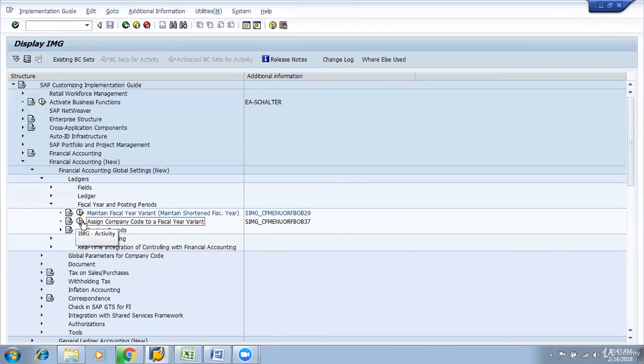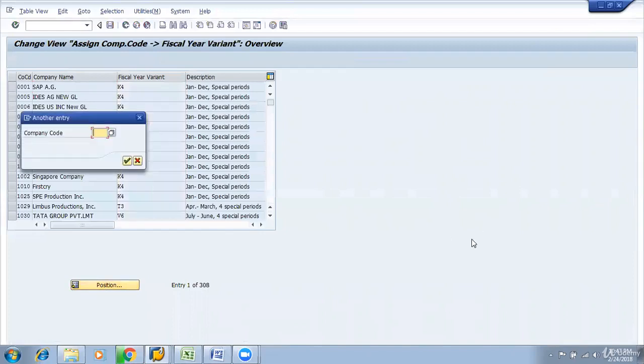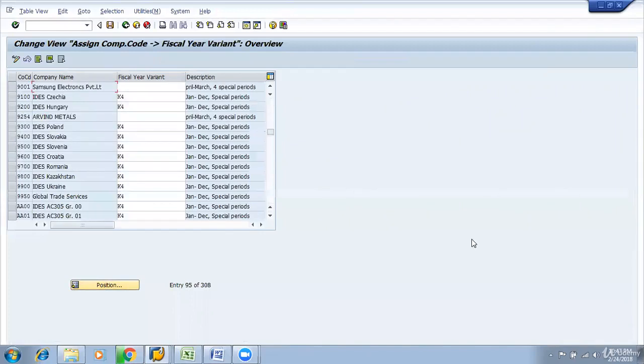Let's get inside: assign company code to a fiscal year variant. Here I have many company codes on the list. Let's find our company code. 9001 is my company code. So for 9001 Samsung Electronics Private Limited, the fiscal year variant is 91, which I just created.